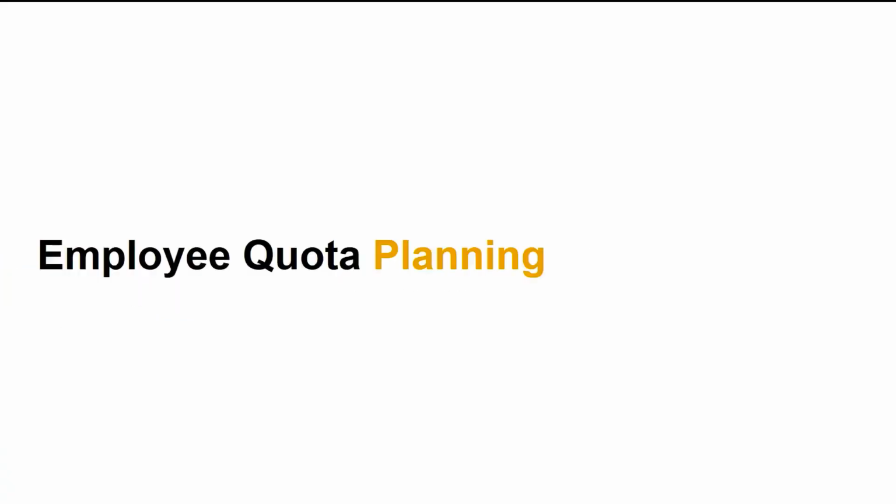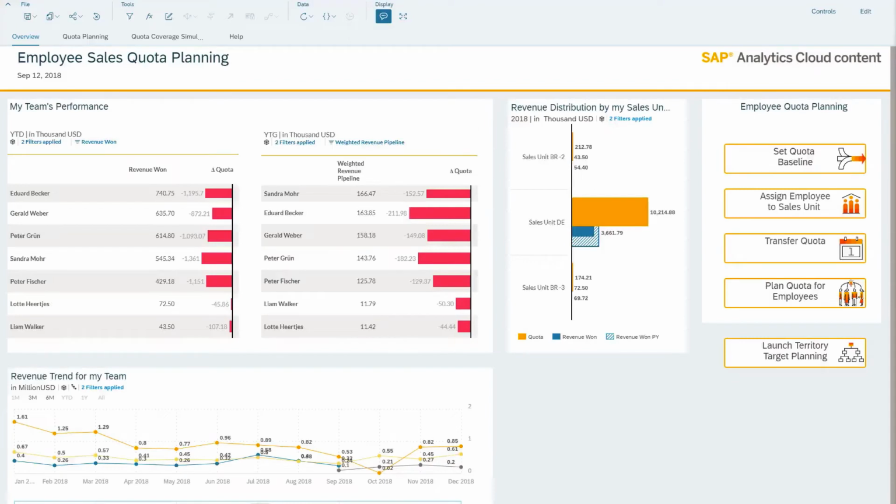We will now look at employee quota planning, where a sales manager plans quota for the team. Navigation to employee quota planning is also possible from Territory Target Planning Overview page. In the overview of employee sales quota planning, the team's performance and other relevant charts are shown. Let's look at the planning steps.